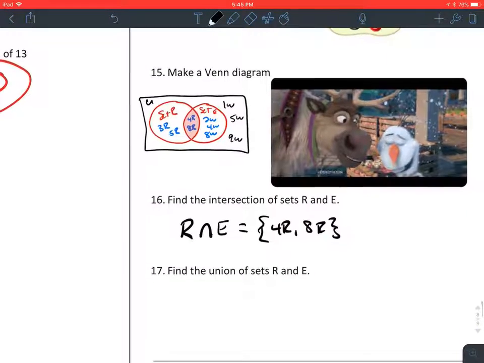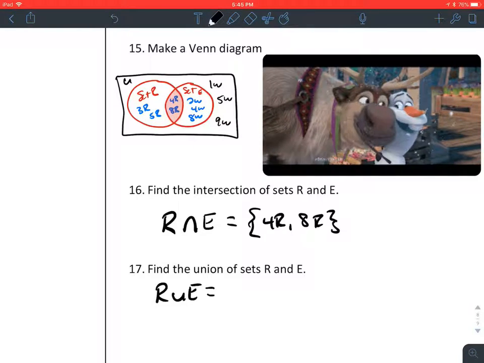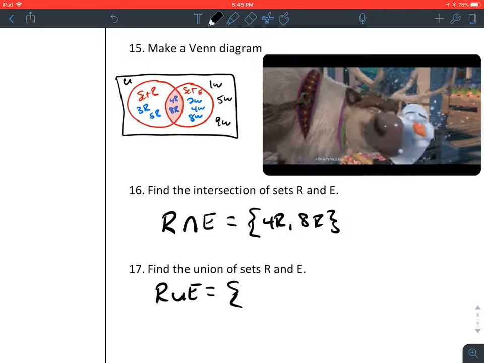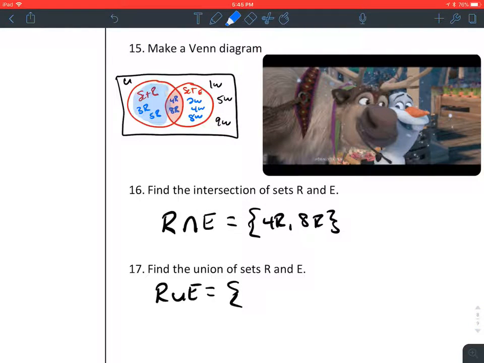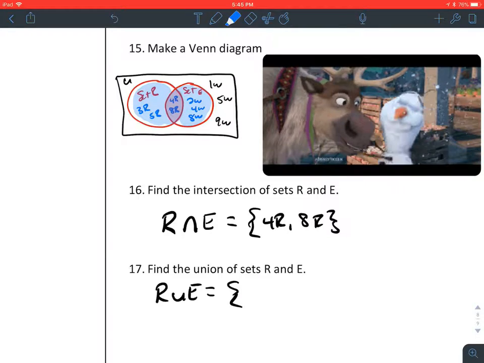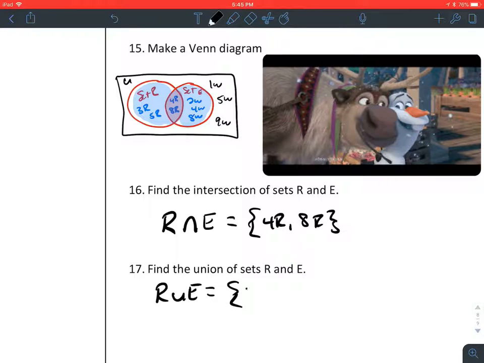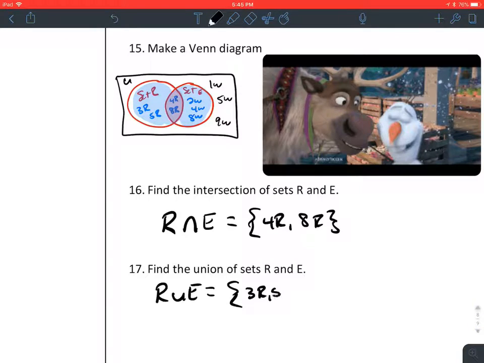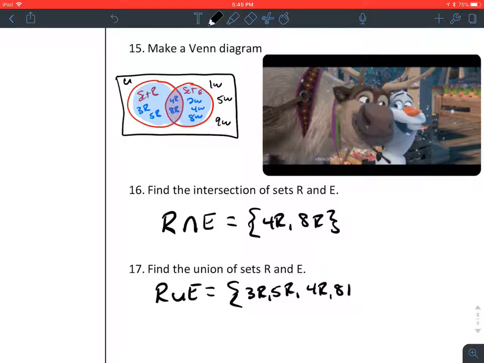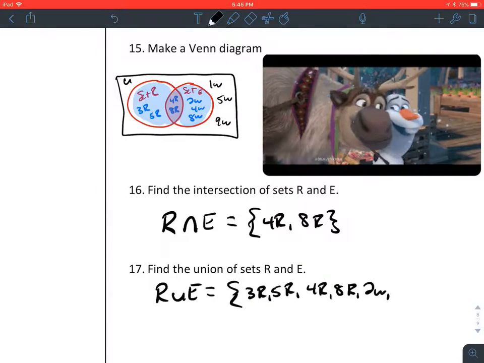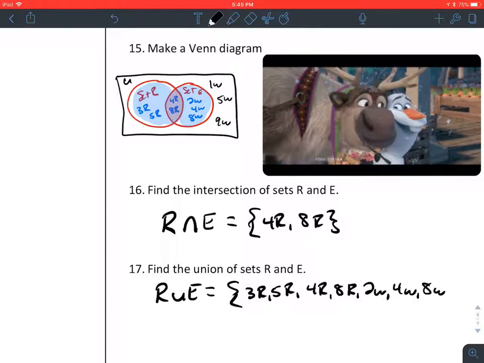Number 7, find the union of sets R and E. The union would be every element that's in both of these sets. So that's everything that's inside those, but not everything in the universal set. So we have a 3R, 5R, 4R, 8R, 2W, 4W, and 8W.